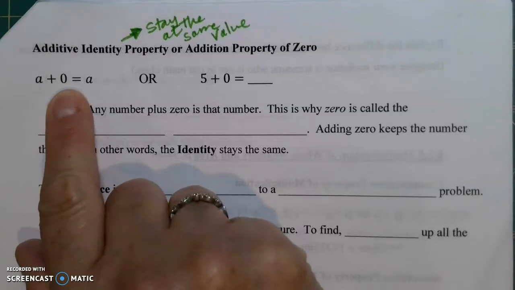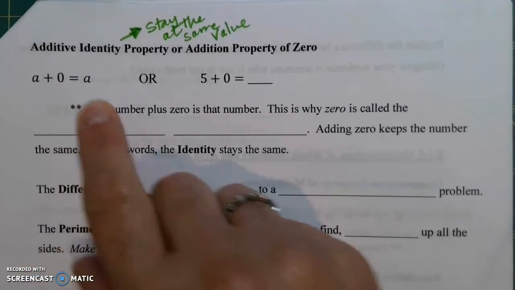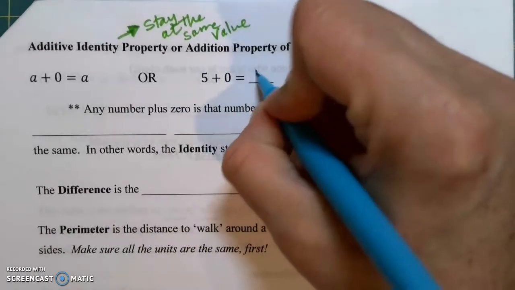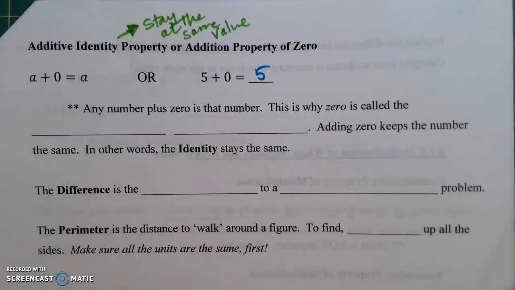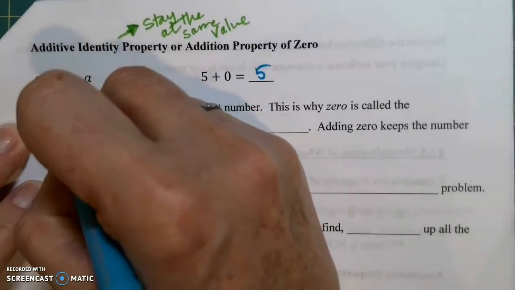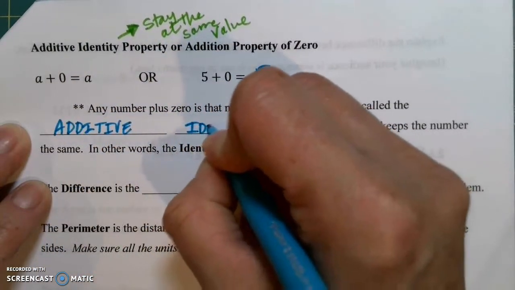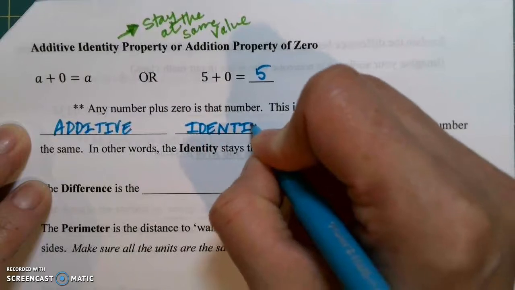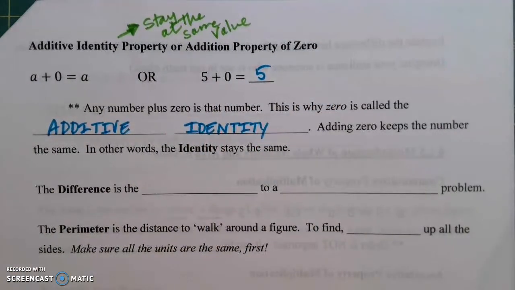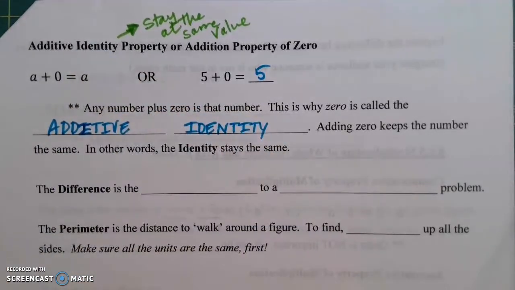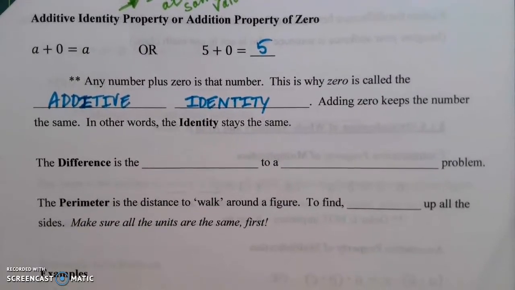So if I add 0 to A, I stay at A. If I add 0 to 5, I stay at 5. So any number plus 0 is that same number. And that is why we call 0 the additive identity. So it is the thing that we can add to any number that keeps it the same. So adding 0 keeps it the same. Identity of the number stays the same.